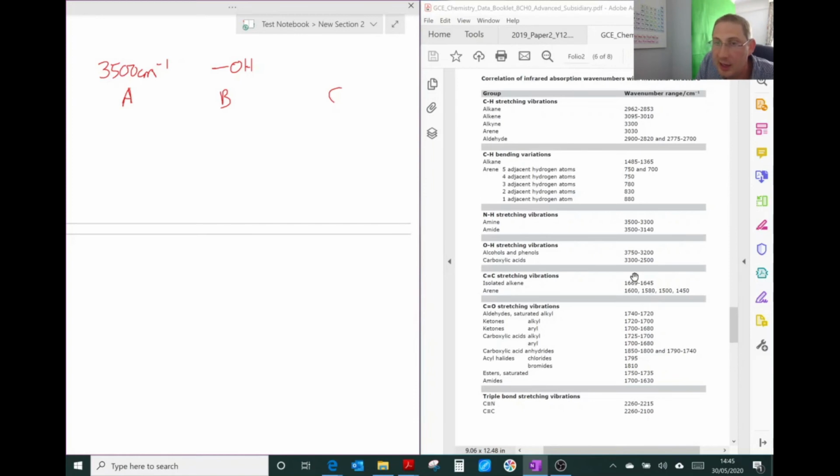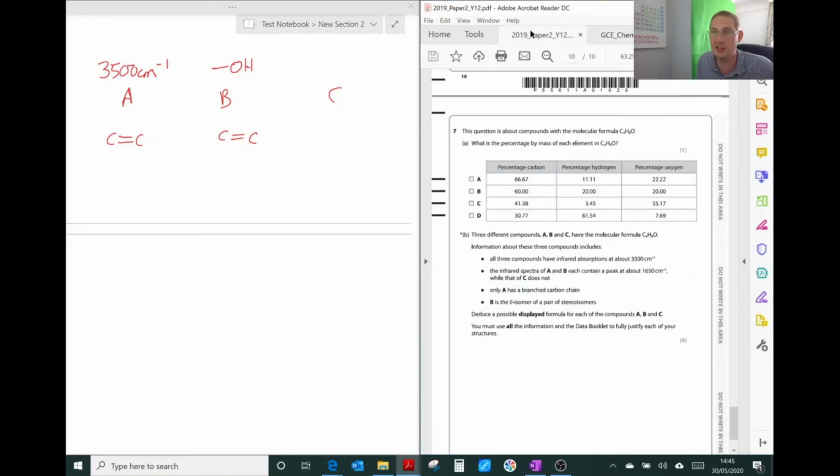1650. Oh yeah, there you go. An isolated alkene. So they've got a C double bond C, which they don't. What other information are we given? Only A has a branched chain, B is the E isomer of a pair of stereoisomers.